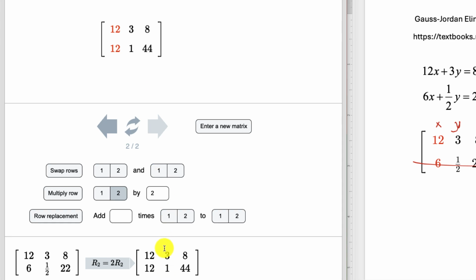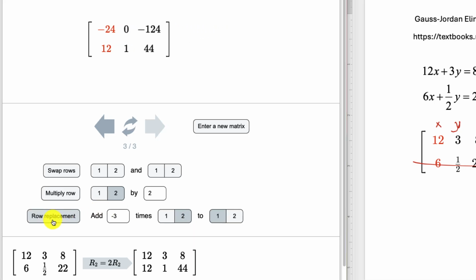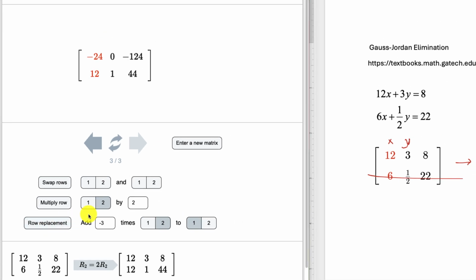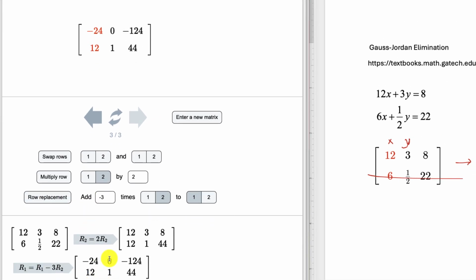So now I need to make a 0 up here on the 3. In order to do that, I need to multiply row 2 by -3 and add up. That will get a 0 in that spot. Row replacement: add -3 times row 2 and then add it up to row 1. And that's row replacement. Created a 0. Now I've got a 0 and a 1.